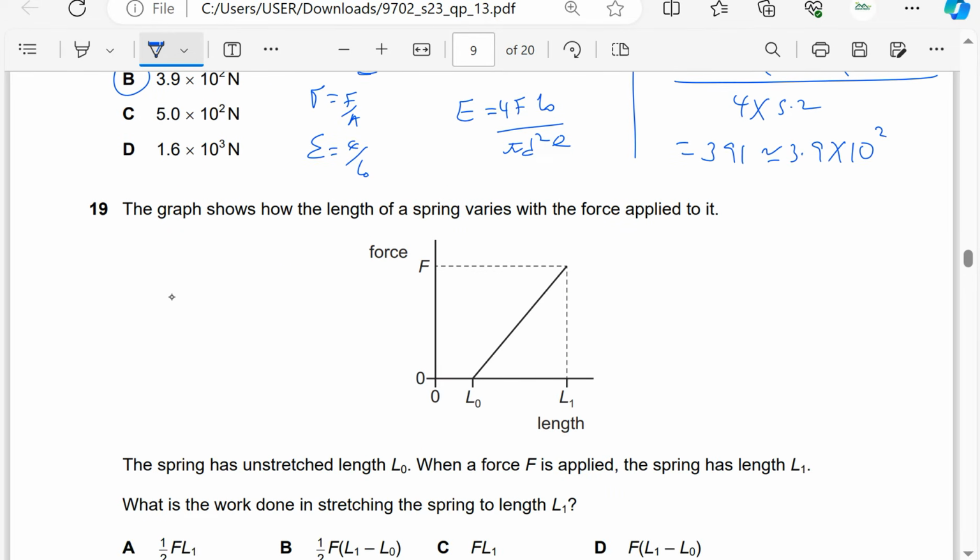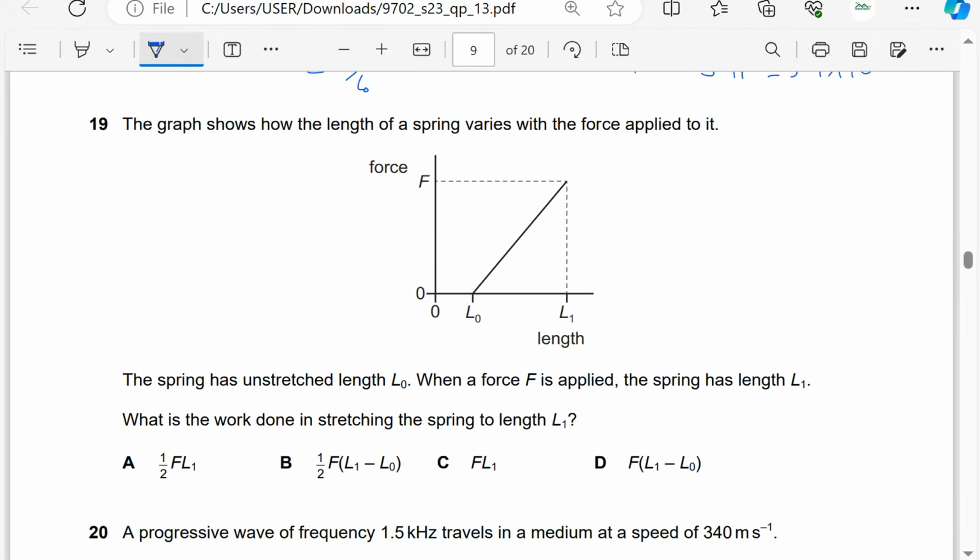The graph shows how the length of the spring varies with the force applied to it. The spring has an unstretched length L0. When a force F is applied, the spring has length L1. What is the work done? Of course, work done is going to be equal to the area under the graph. So this is going to be a half times F, then L1 minus L0. This is a triangle, so it is a half base times height. So the answer is going to be B.